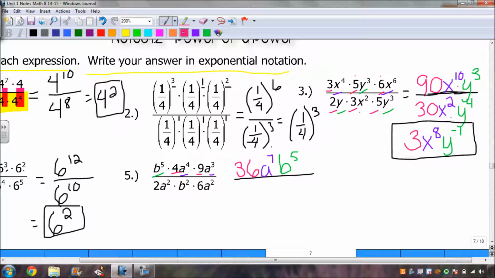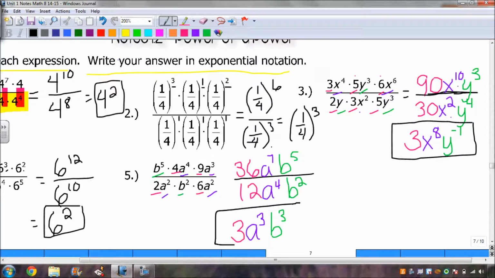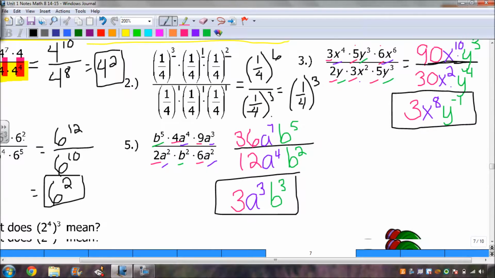Then in the denominator, I'm going to multiply my coefficients, so I end up getting 12. Then I'm going to multiply my a's together, so I get a to the 4th power because 2 plus 2 is 4. And then I'm going to just write this b squared down right here. Now I can go ahead and do my division. 36 divided by 12 gives you 3. A to the 7th divided by a to the 4th gives you a to the 3rd. And then b to the 5th divided by b to the 2nd gives you b to the 3rd. And that's your final answer. It's just a coincidence that they all have 3's in them.